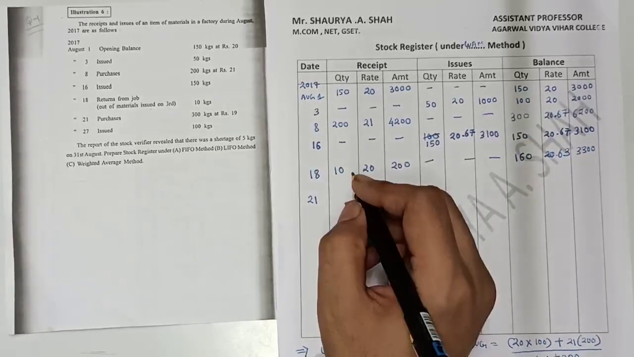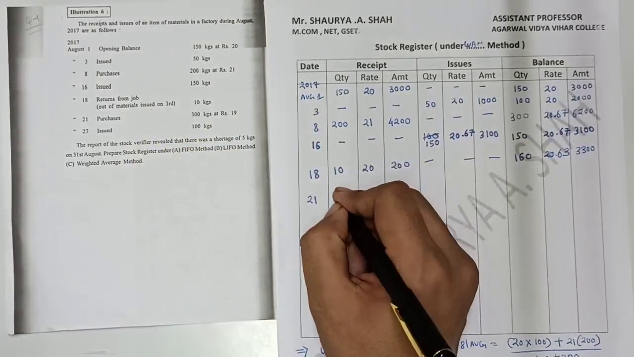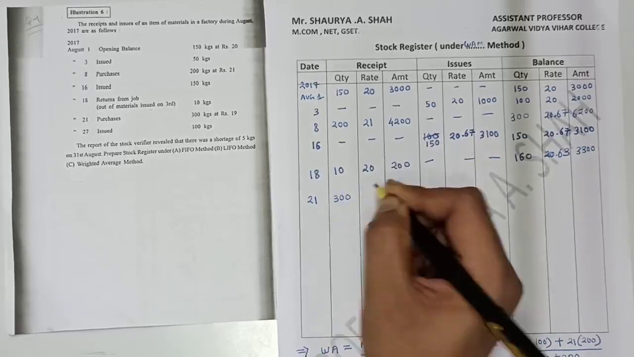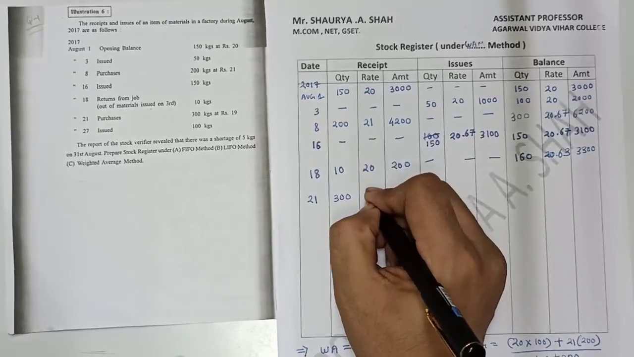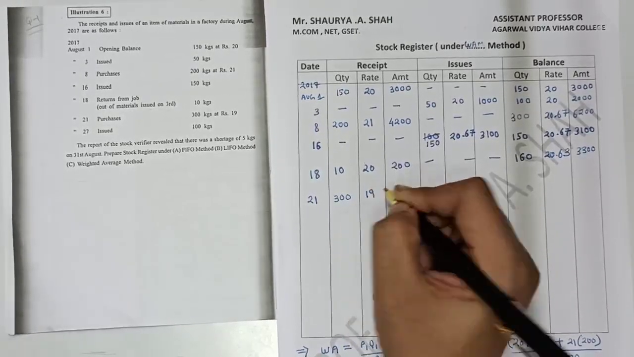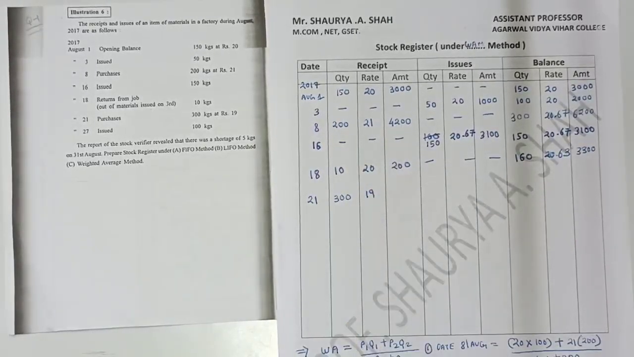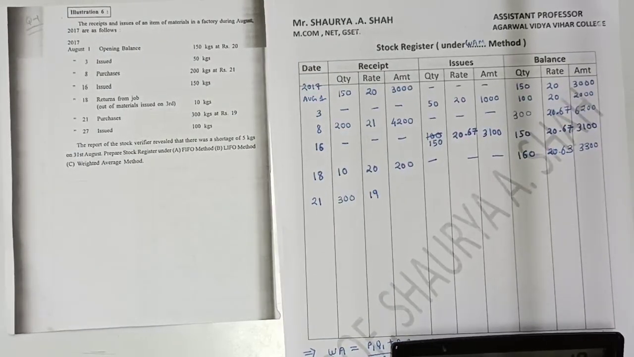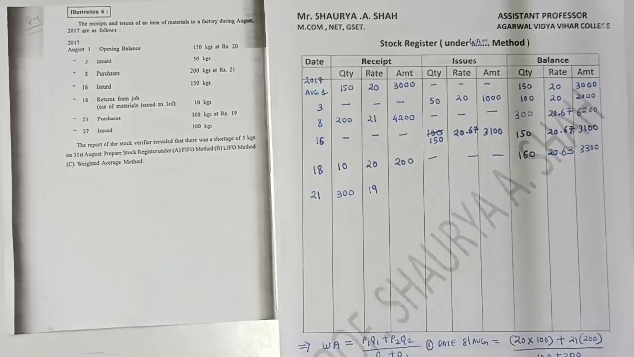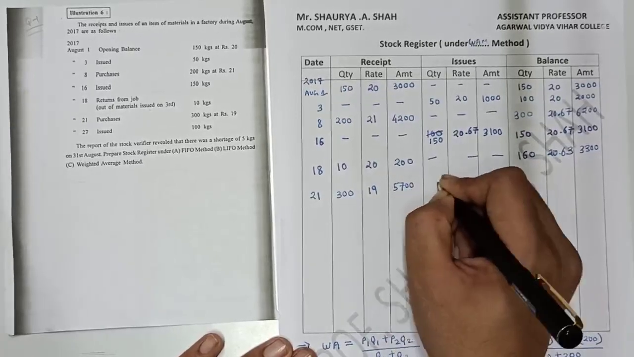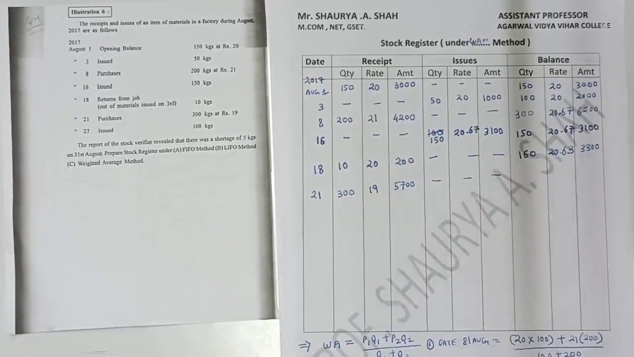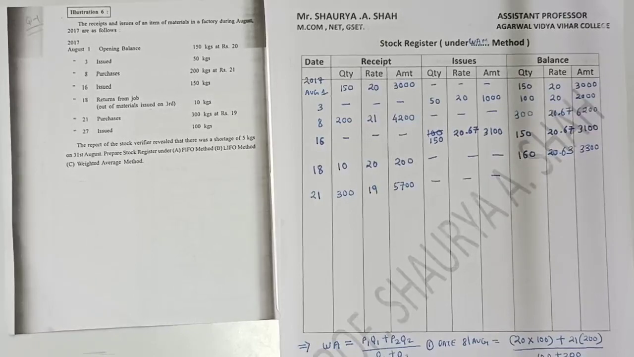So 21, how much you have purchased? You have purchased 300 kgs, right? 300 kgs you have purchased at the rate of 19 rupees. Remember students, there is no change in the receipt column. It will remain the same across all the three methods, right? So again 300 into 19 gives me 5700. Issues, it will be dash. Again the third date calculation, right?